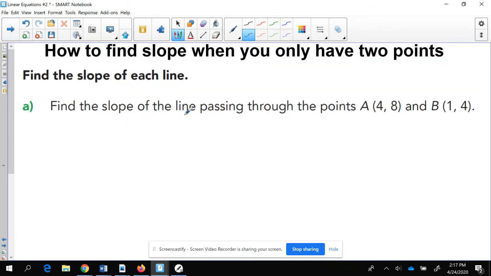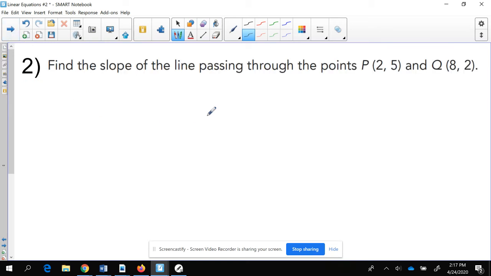It says, find the slope of the line passing through the points 4, 8, and 1, 4. We already did that one. Let's take on number 2. It says, find the slope of the line passing through the points P, which is going to be 2, 5, and Q, which is 8, 2. And again, what we could do is we could make a graph of this, and you could find the slope that way. But we're not going to do that.